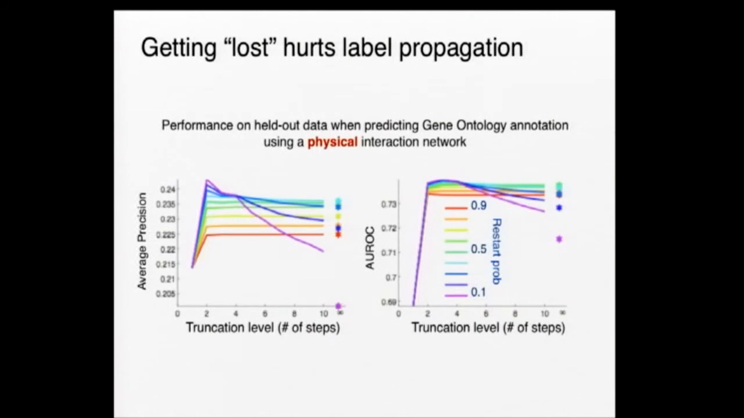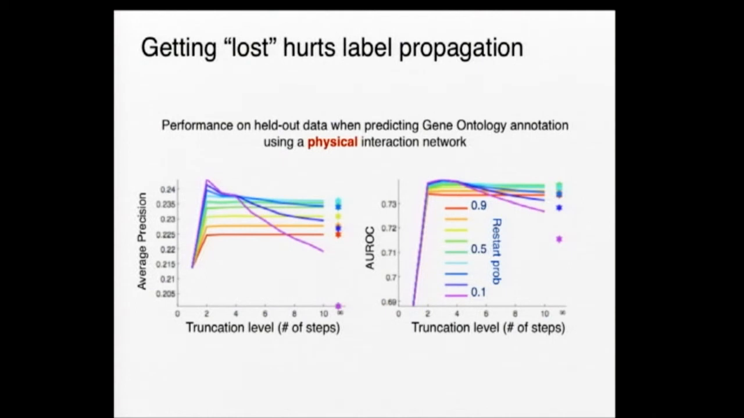If you actually look at it, and you do label propagation but cut off at some point, so you don't look any further in the random steps, you find that you can do a much better job by just truncating at two or three steps and ignoring the rest of the steps, if you have a very small restart probability.